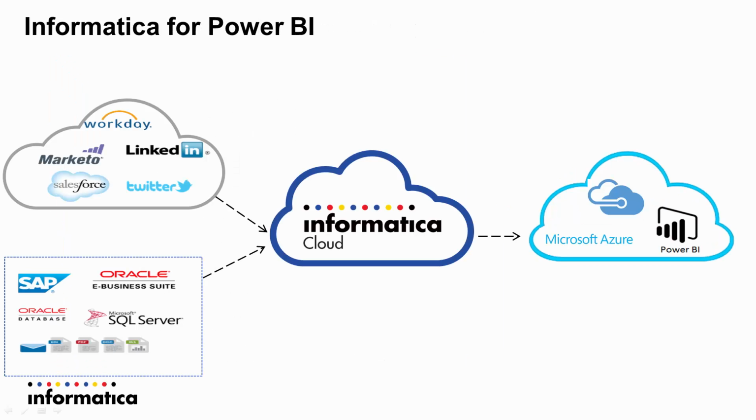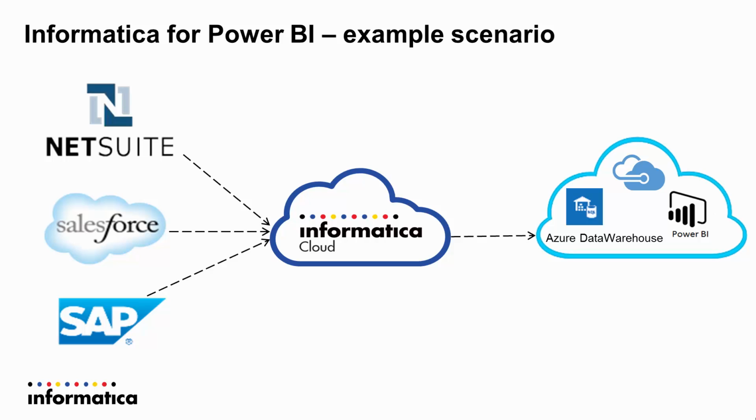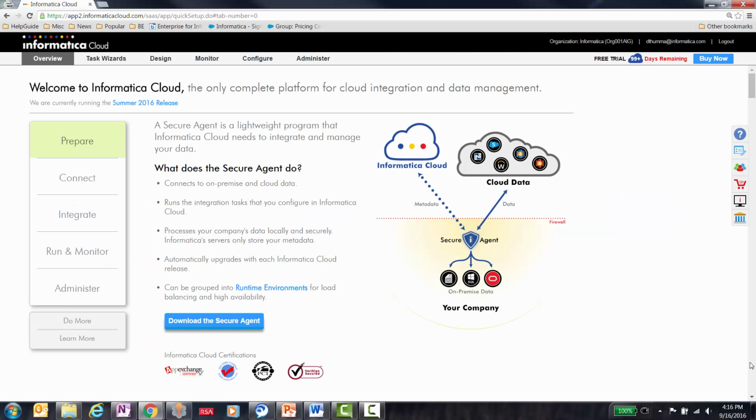In this particular video, I'm picking a scenario where there is a need to bring data from multiple data sources to Power BI for analytical purposes. Regardless of whether you are creating Power BI dashboards from the ground up or enhancing your existing dashboards, it is super easy to add to or create new dashboards by ingesting data from multiple source applications. In this example, the scenario I'm going to show is extracting data from Salesforce, NetSuite, and SAP. The data is loaded to Azure SQL Data Warehouse, which would be the data source for Power BI reports. So let me log into Informatica Cloud and show you how integration is done.